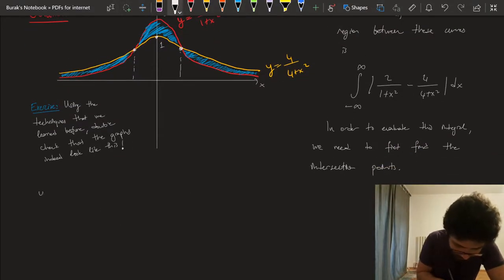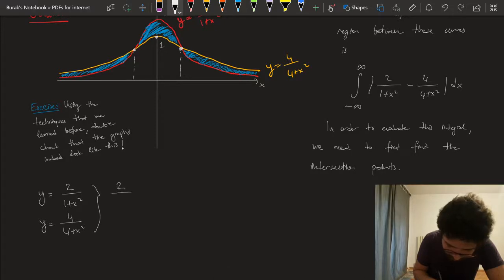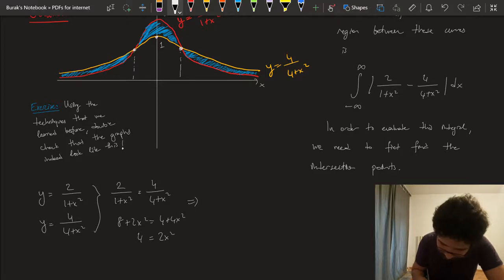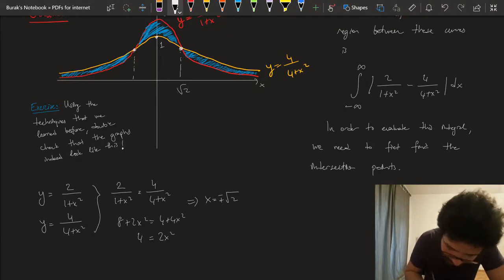If you try to solve these equations together, you're going to end up getting 2 over 1 plus x squared is 4 over 4 plus x squared. So from this you're going to get that 8 plus 2x squared is 4 plus 4x squared. So you're going to get 2x squared equals 4. So you are going to get that x equals plus minus root 2. So I have plus minus root 2 here.